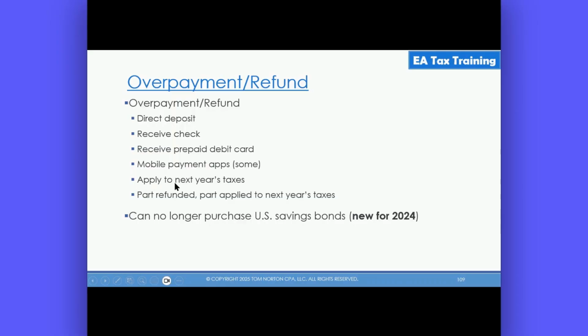As we discussed, you can apply that overpayment to next year's taxes as an estimated payment, or you can split, have part of it refunded, have part of it applied to next year's taxes. There can, again, be other ways to do this, especially when it comes to the apps. IRS trying to keep up with technology, so you can check the irs.gov website for the latest information on that. One thing that did change for 2024 is you can no longer use your refund to purchase U.S. savings bonds. So they used to give you that option. Not many people took advantage of it anyway, but that is no longer an option as of tax year 2024.